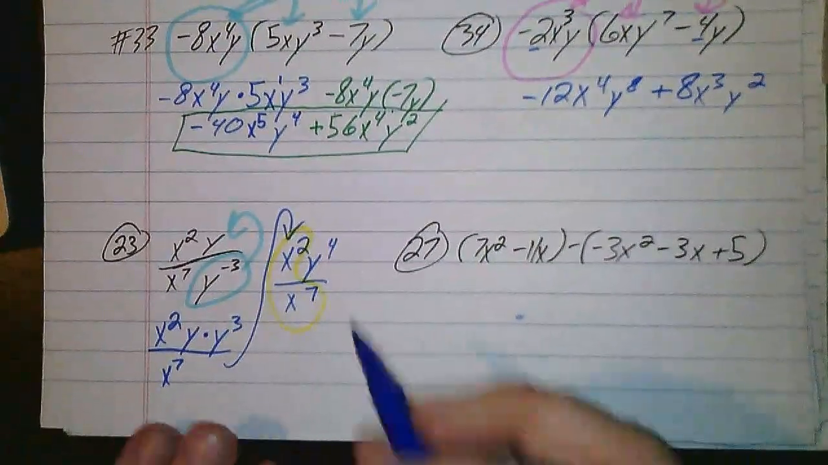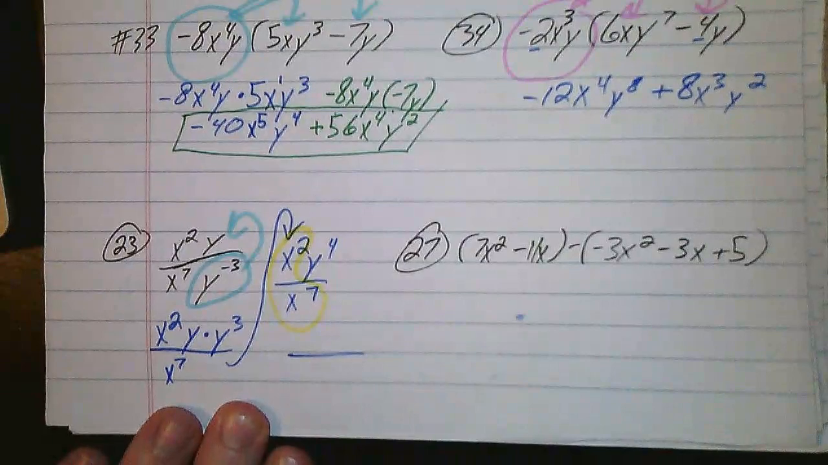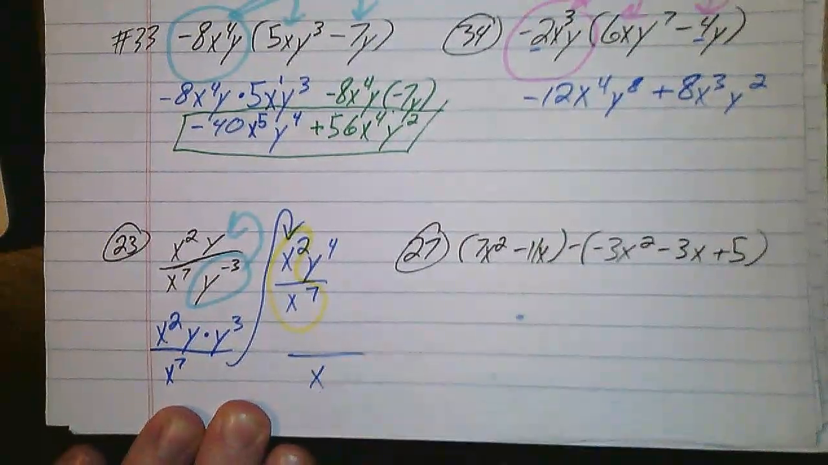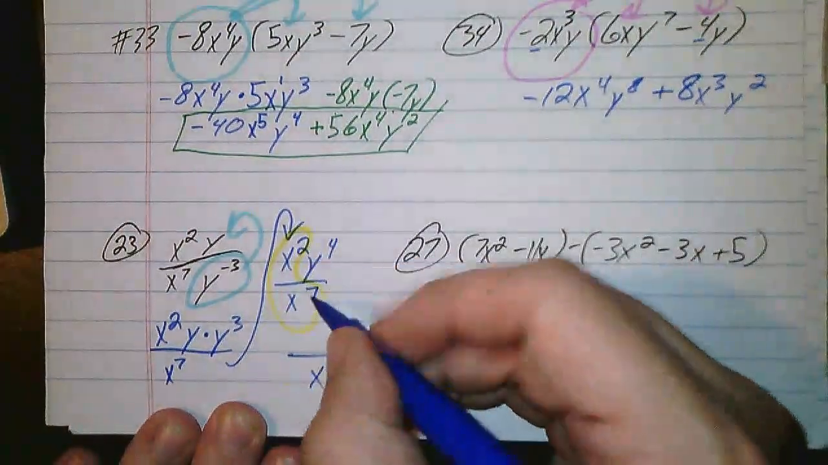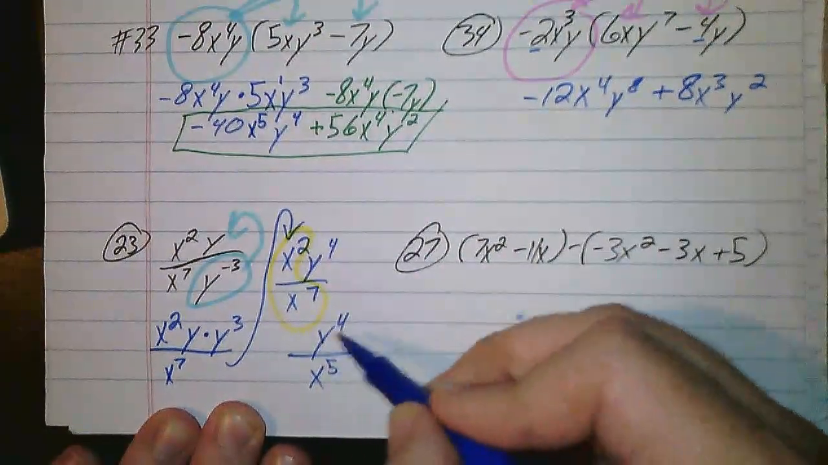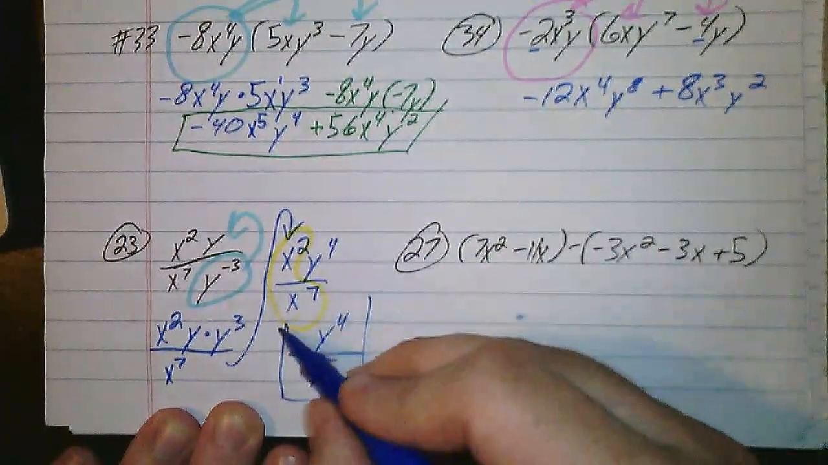And this is where I like to say, where do you have more x's, on top or bottom? If it's on bottom, put your base on bottom, and then we just subtract to get x to the fifth, and the only thing left on top is y to the fourth.